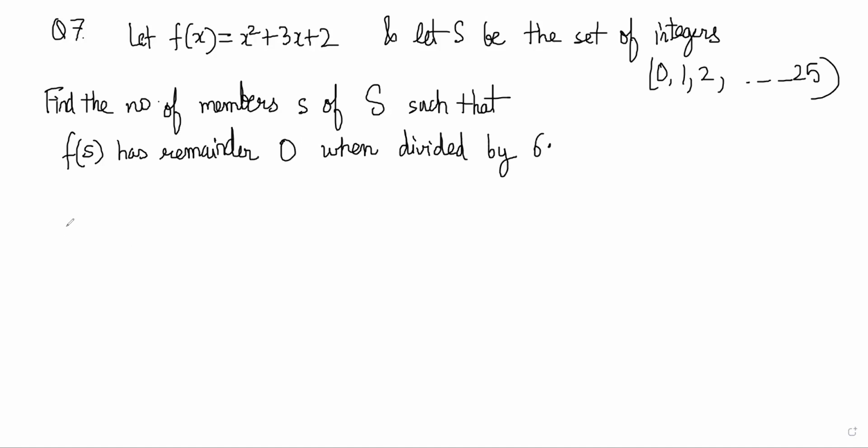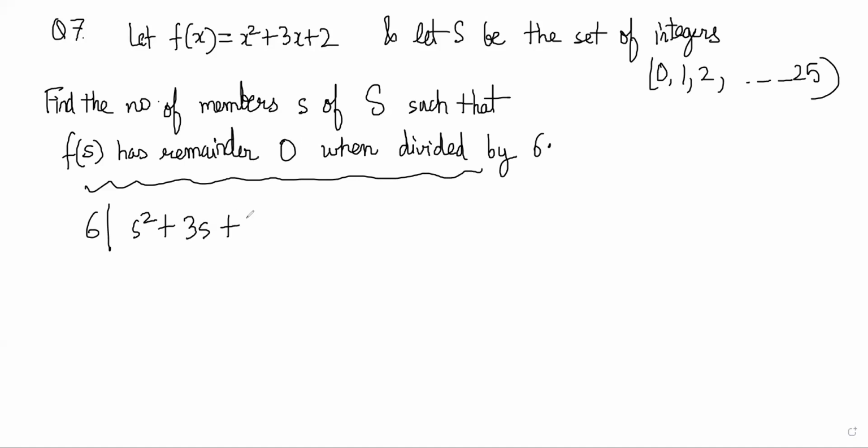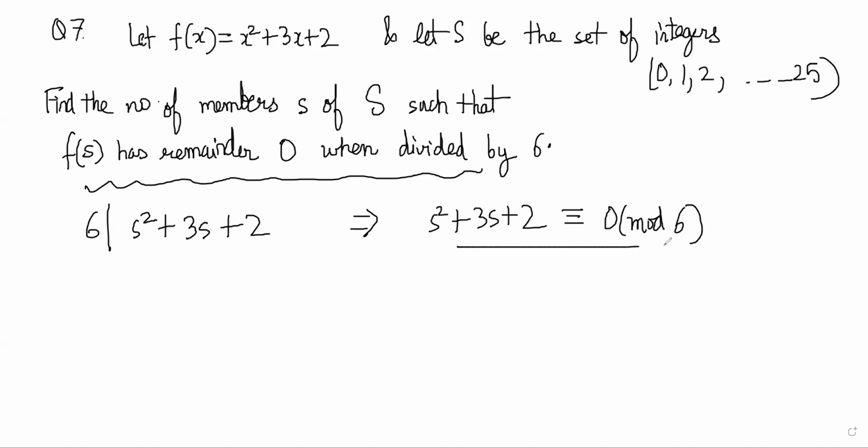This is a similar problem to what we saw earlier. What we have to basically figure out is find the number of members which are divisible by 6 here, right? So what we can say is we want to find out when 6 divides s square plus 3s plus 2, or s square plus 3s plus 2 should be congruent to 0 mod 6, right? The easiest way to do this is doing the casework here.